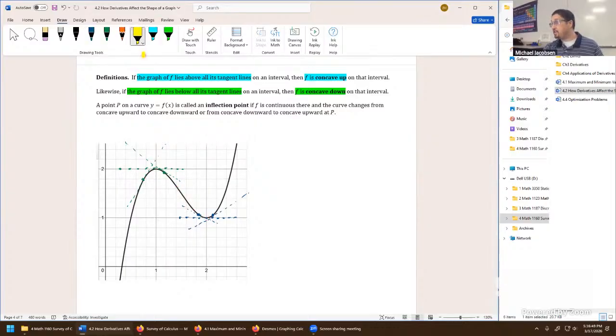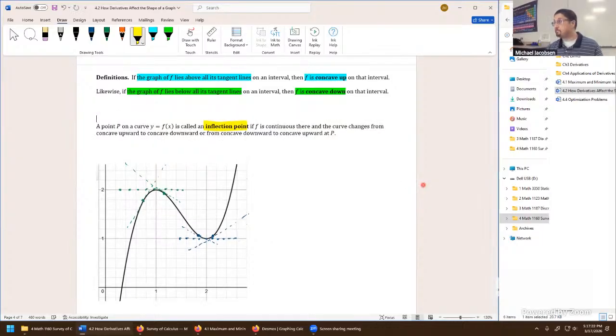And that point of switching is called the inflection point on the graph. Again, these are not easy to see visually just by visual inspection. So that's why we need to go beyond the definitions and see how calculus is going to help. We'll say a point P on the curve is an inflection point if f is continuous there, and the curve changes from concave up to concave down, or from concave down, like in our case, to concave up. In other words, an inflection point is where concavity changes.